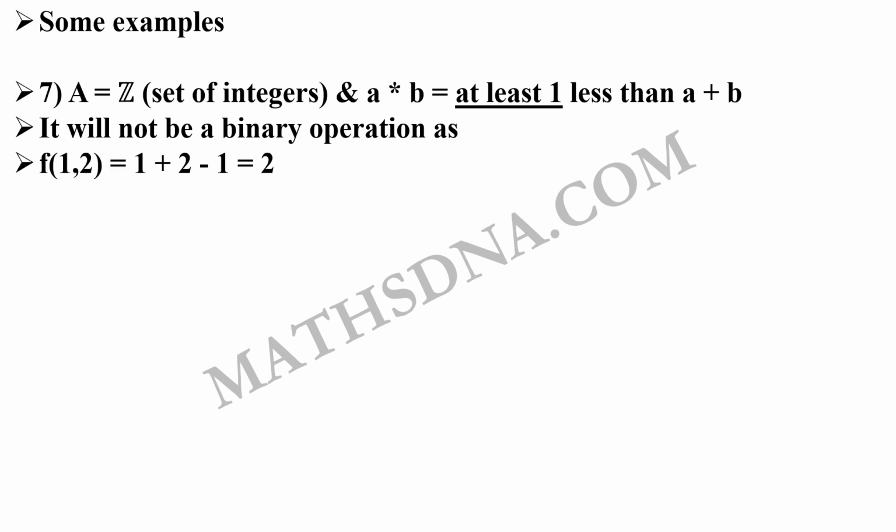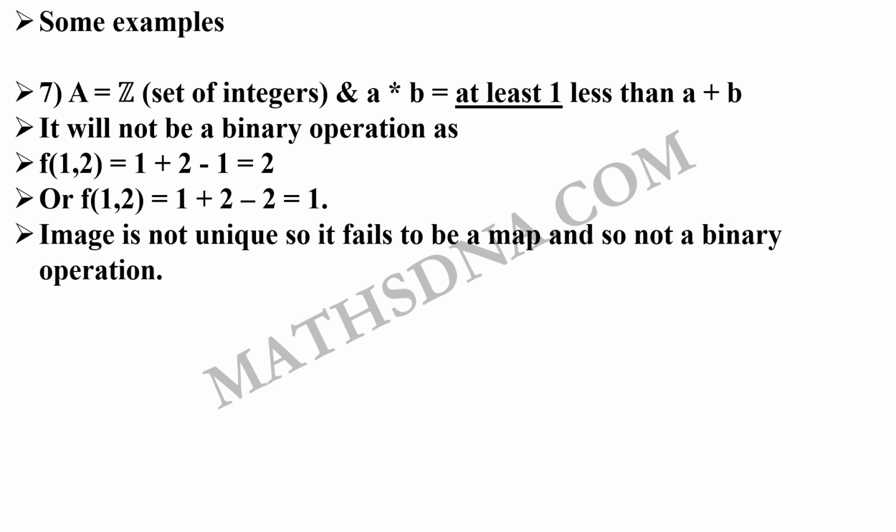And now see how. Take f of (1, 2), that will be equal to 1 plus 2 minus 1, because they are saying that A star B is at least 1 less than A plus B. So A is 1, B is 2, 1 plus 2, and 1 less than that will give you the answer 2. But they have not said it is exactly 1 less than. So if we can take at least 1 less, we can also take 2. So f of (1, 2) can also be equal to 1 plus 2 minus 2, and that will be equal to 1. Now here the function is not defined properly.